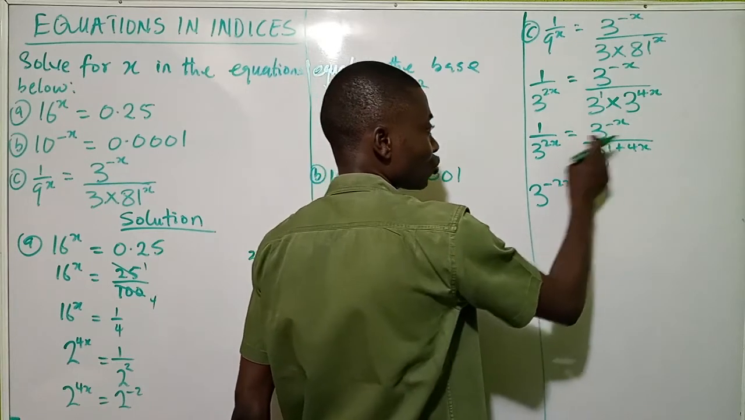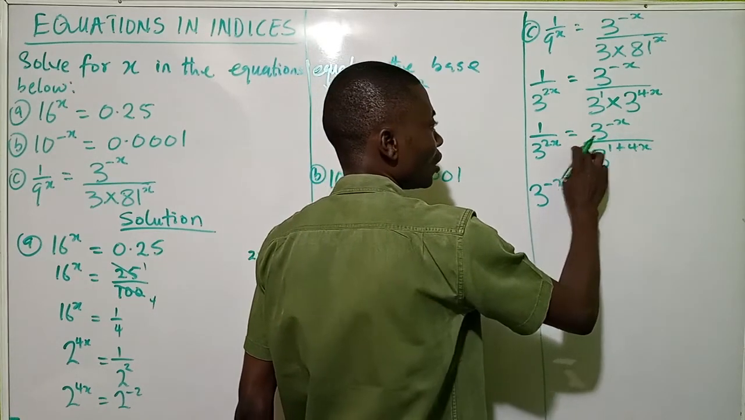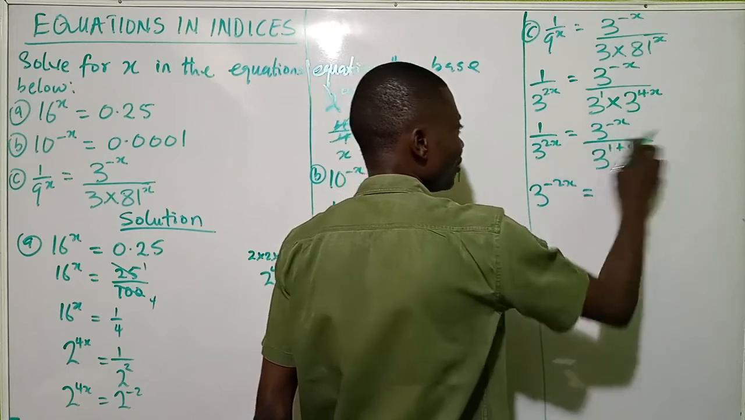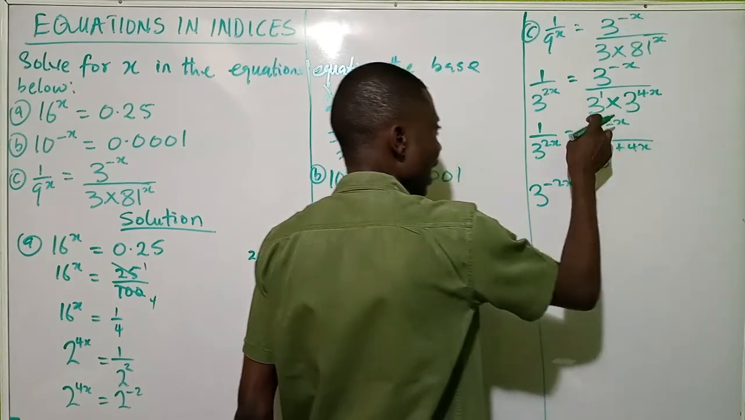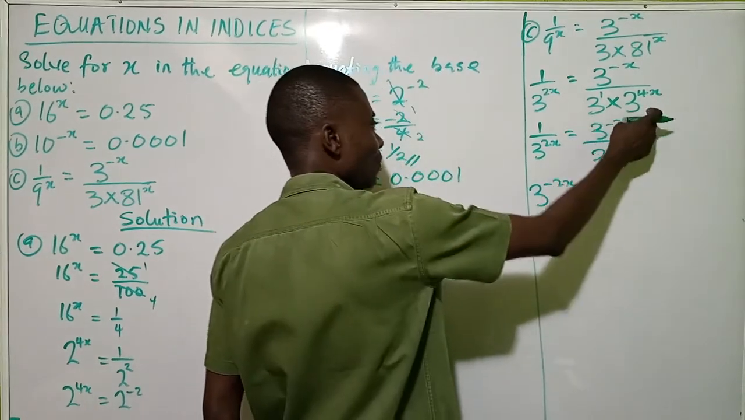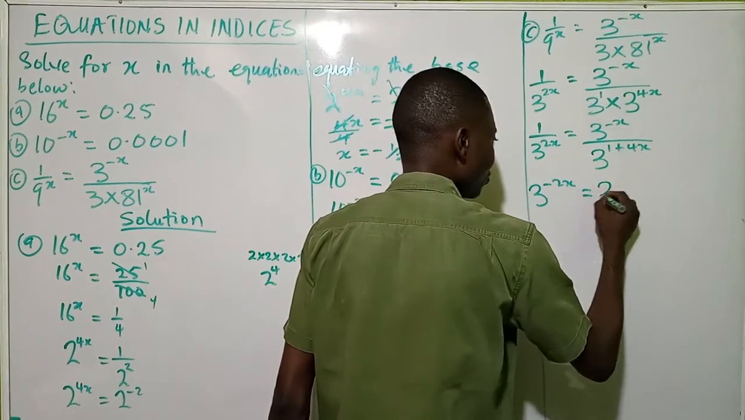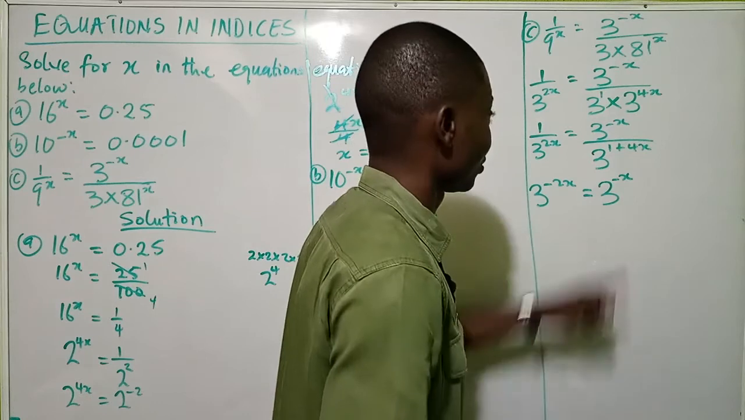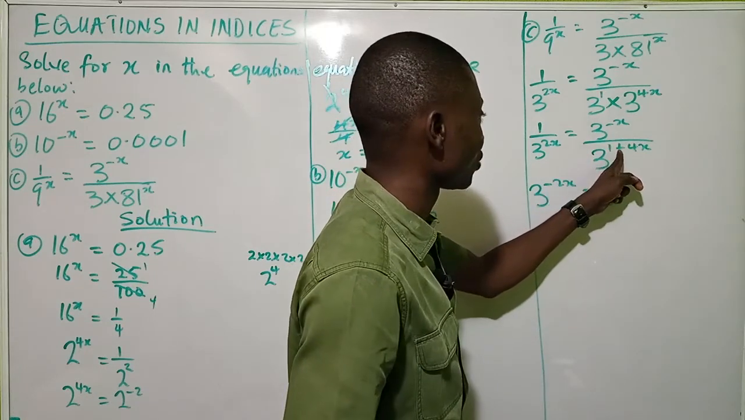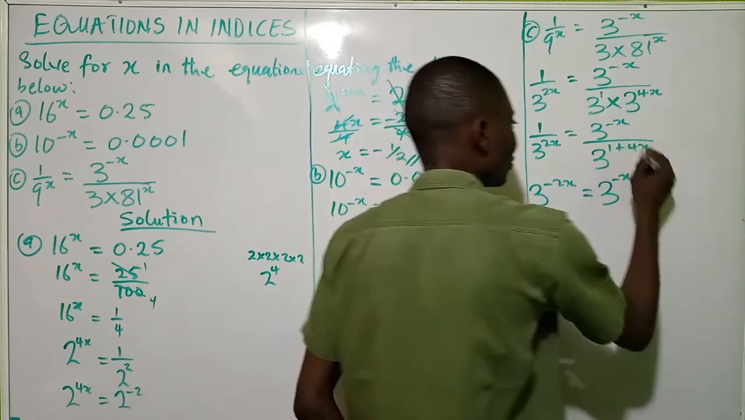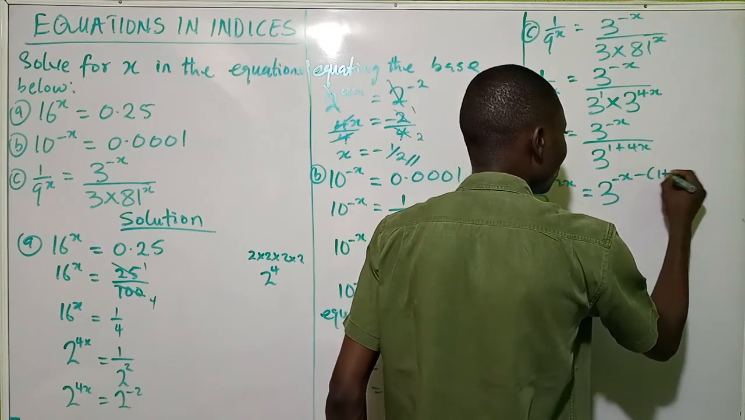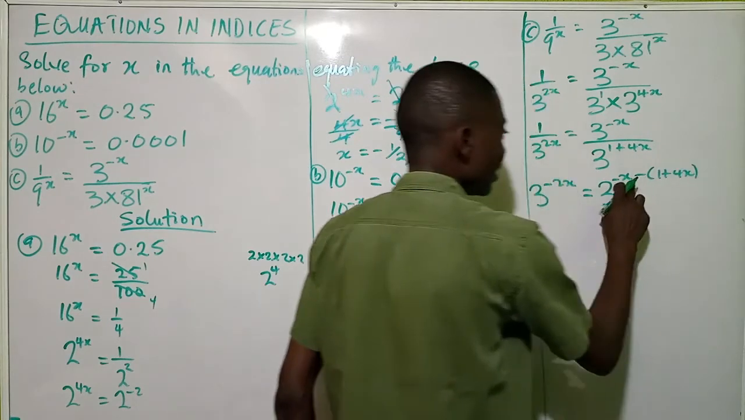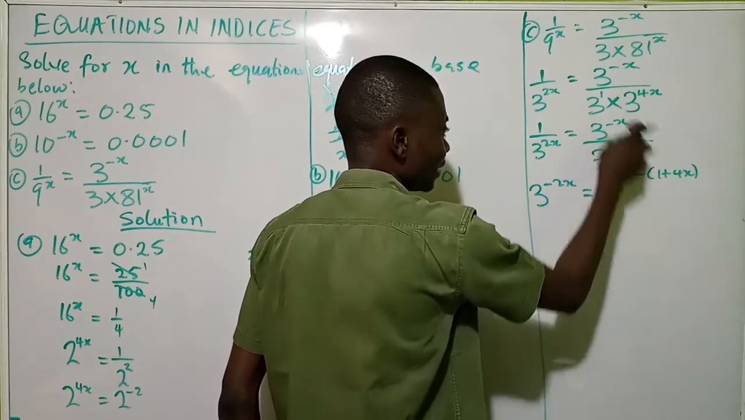Now this is also what? Division. The law also says that if you're having division, this line means division, and their base is the same, what happens to the power? You should subtract them. So this is 3 raised to the power of minus x. So that minus is going to affect this. That means I'm going to use minus. You see now, I've subtracted their powers.